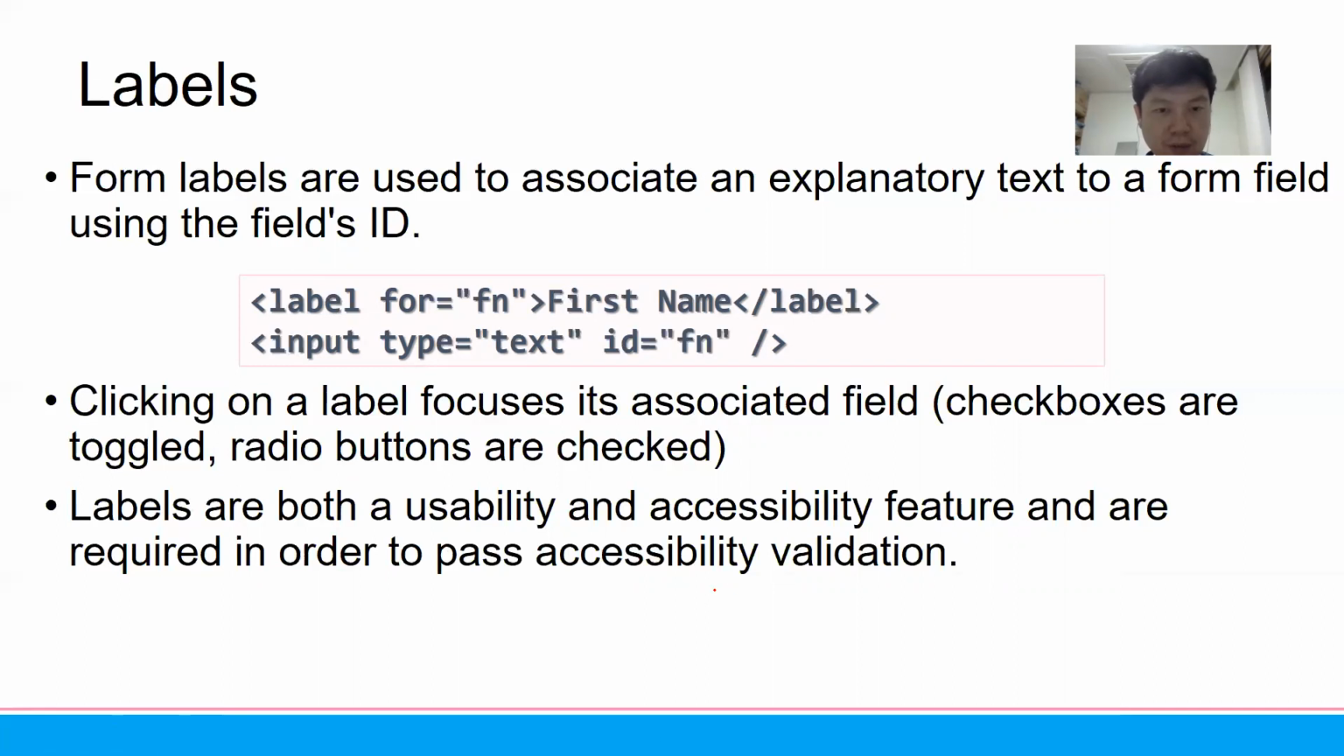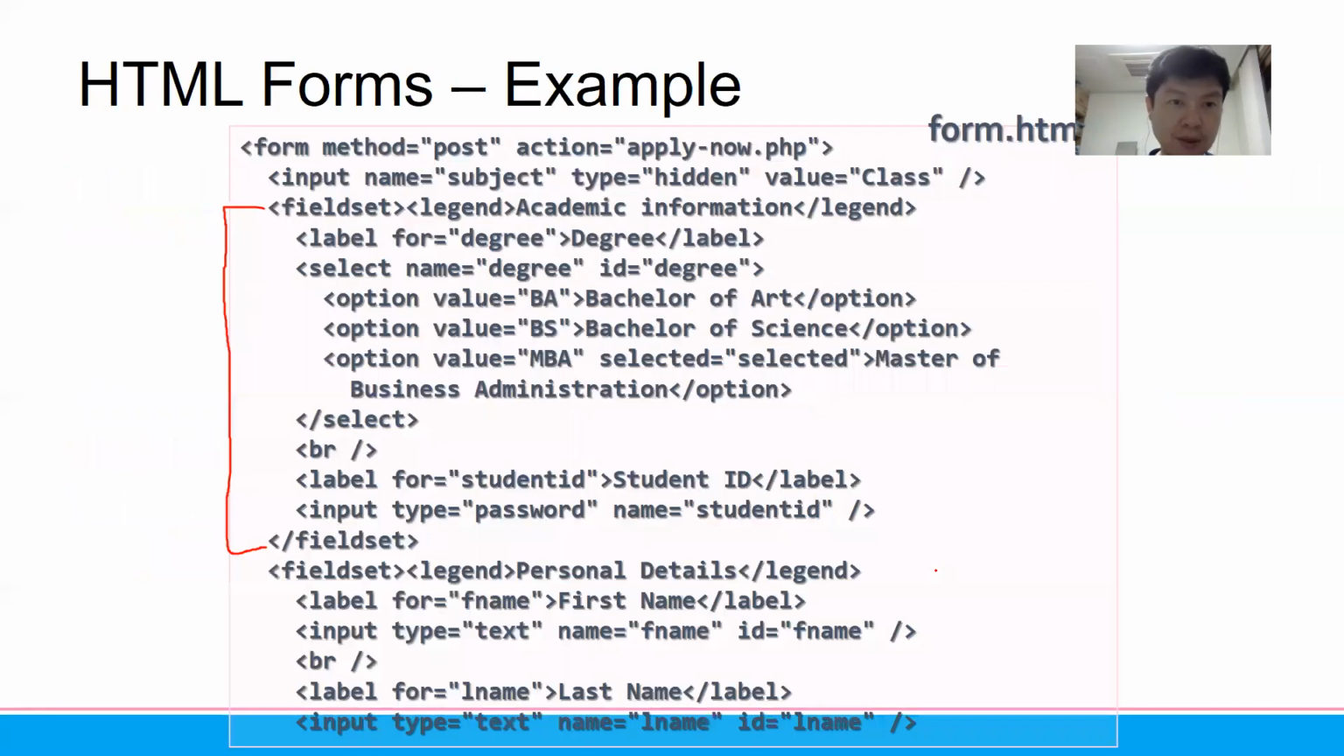Okay. If you are making the label, then it means you just focus on one field. Checkboxes are toggled. Radio buttons are checked. Okay. Labels are both a usability and accessibility feature and are required in order to pass accessibility validation. Okay, so you need to make sure that the input is valid. Then you need to make the label. That's why here, yeah, I want to make the label for the degree.